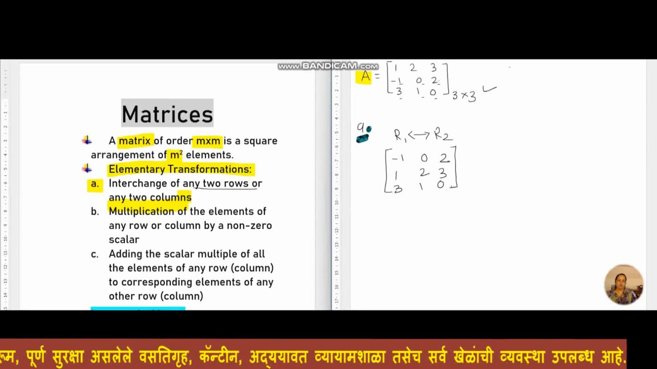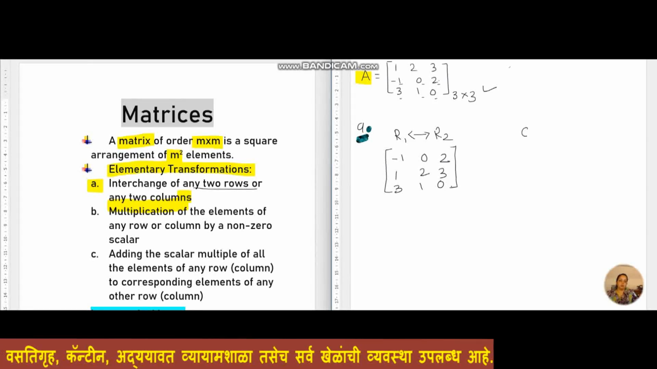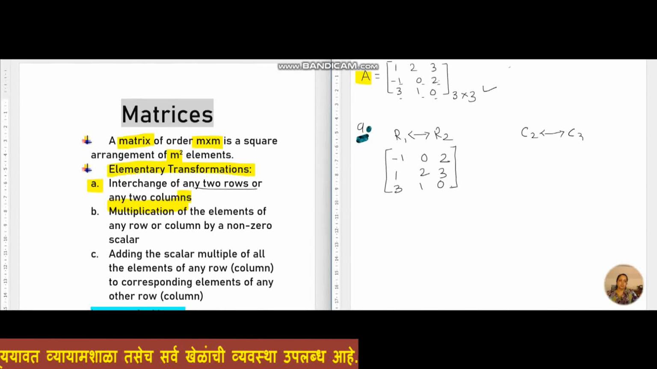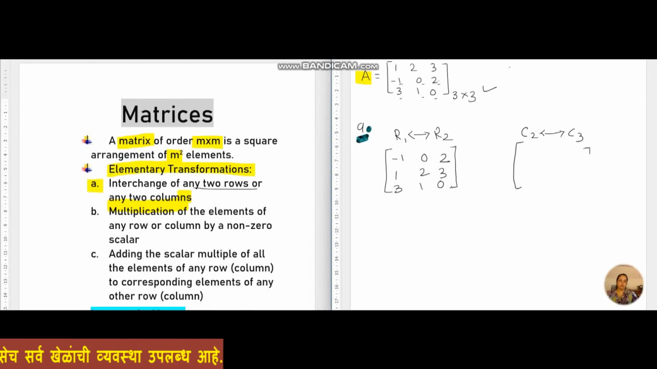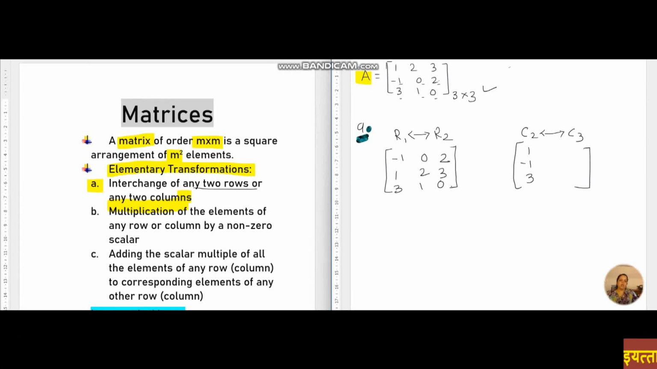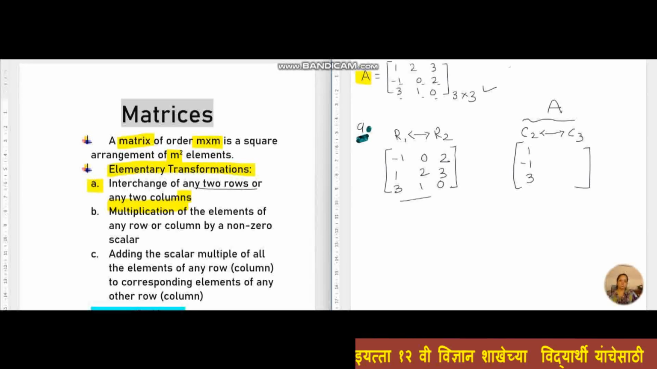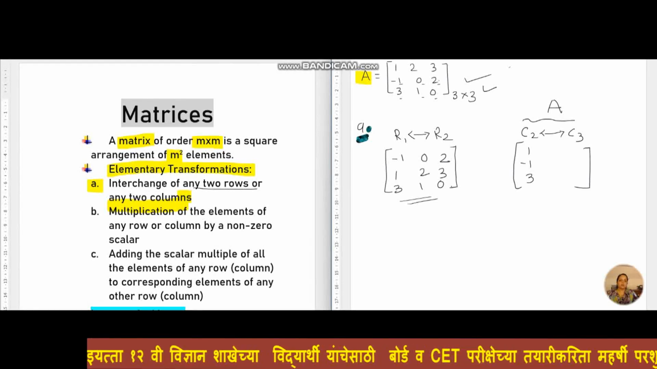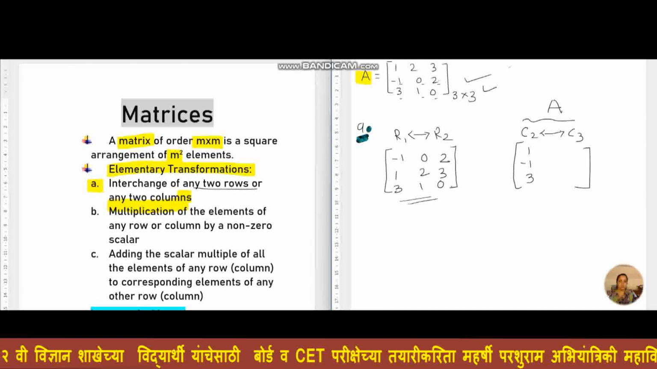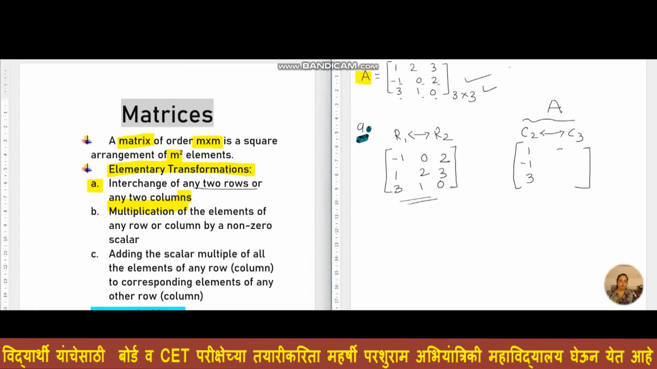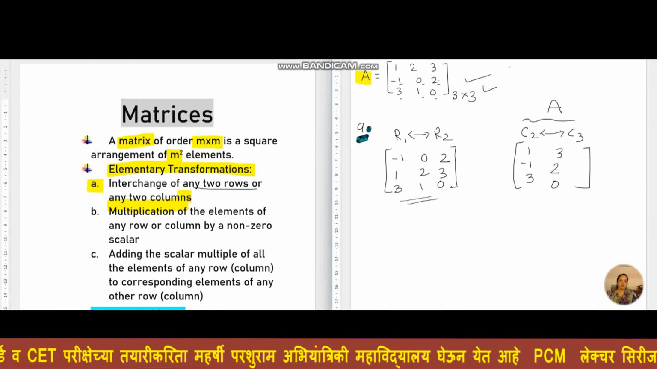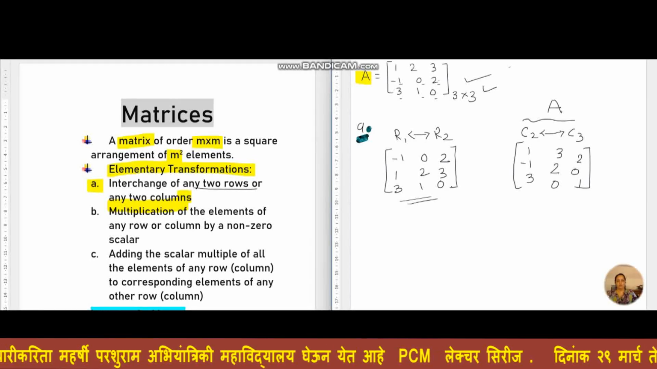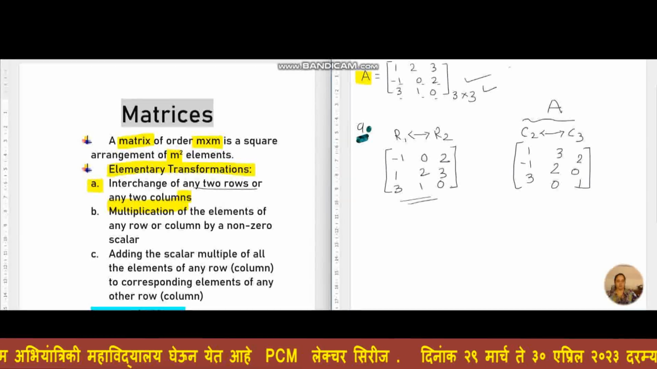Suppose we perform this operation for columns, suppose C2 interchange with C3, then C1 will remain as it is: 1, minus 1, 3. We are considering these operations on matrix A only, not on this converted matrix. So for matrix A, C2 interchange with C3 gives 1, minus 1, 3; 3, 2, 0; 2, 0, 1. This is the first elementary transformation.